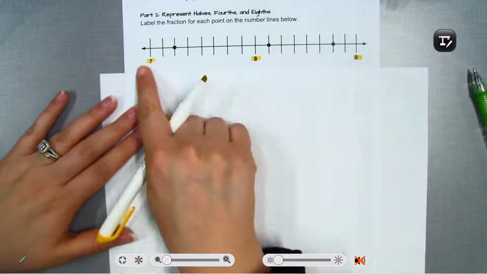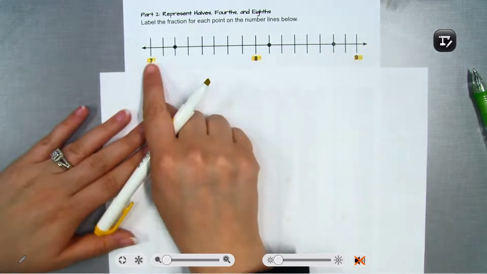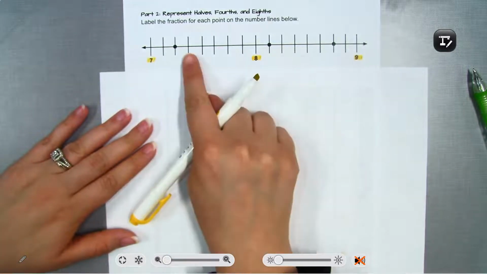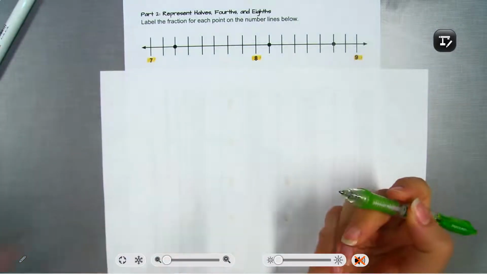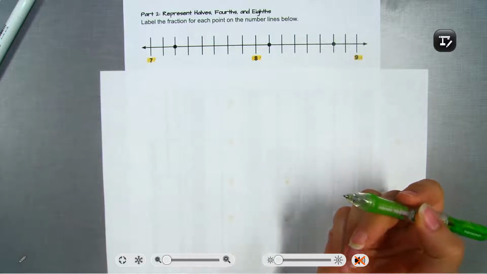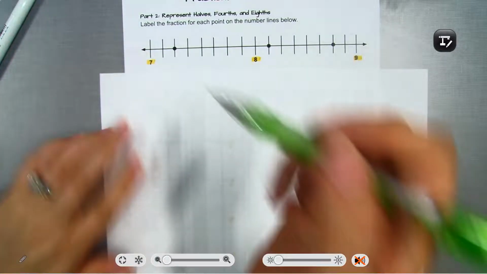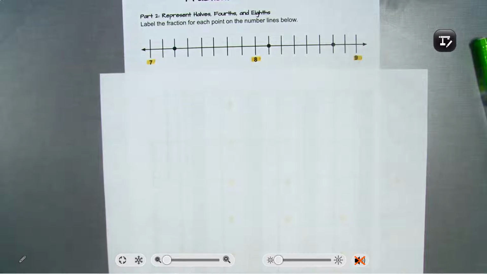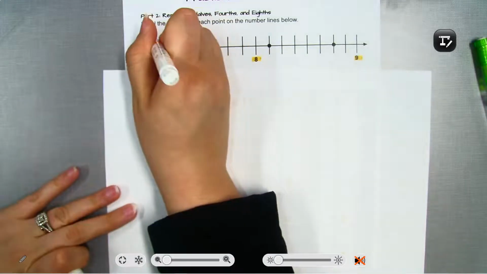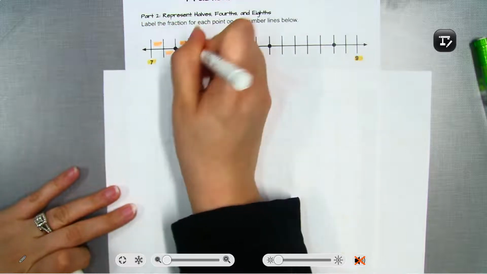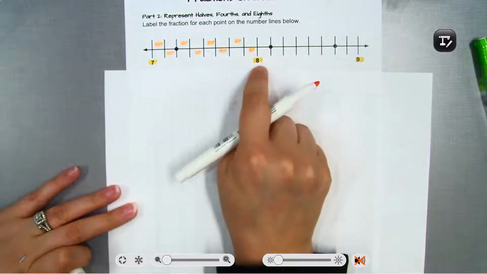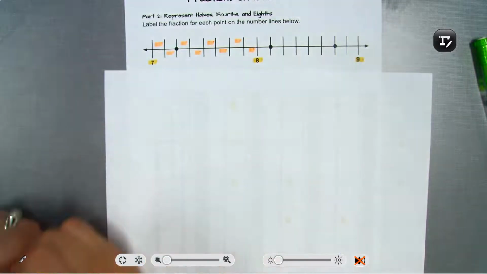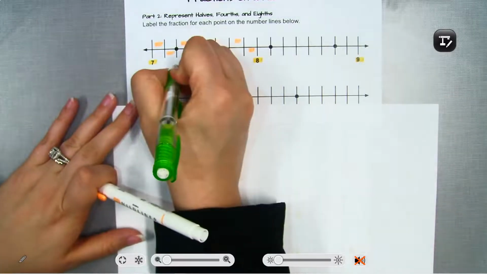So, this first one, let's look at this. Let's look between 7 and 8 because I have a point. So my whole number is going to be 7. So we're going to go 7 and then some. Let me see how many pieces they cut this into, because that's going to be my denominator. So I have 1, 2, 3, 4, 5, 6, 7, 8. And I'm going to stop right there because here I hit my next whole number. So my denominator is going to be an 8.